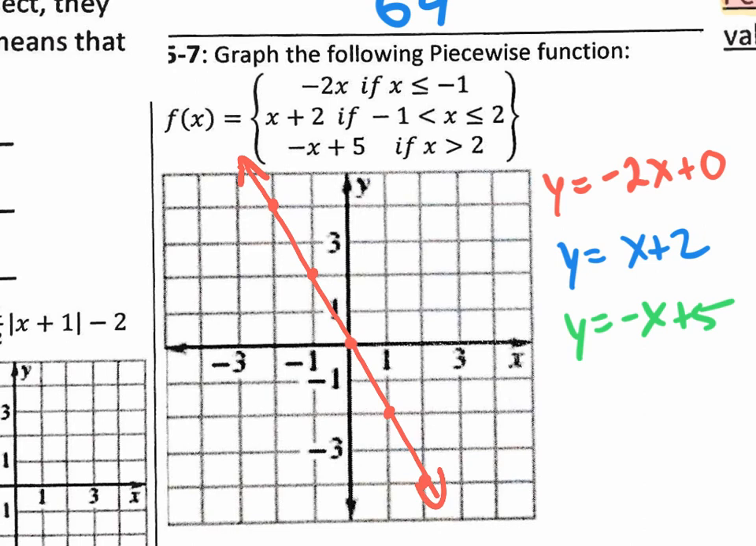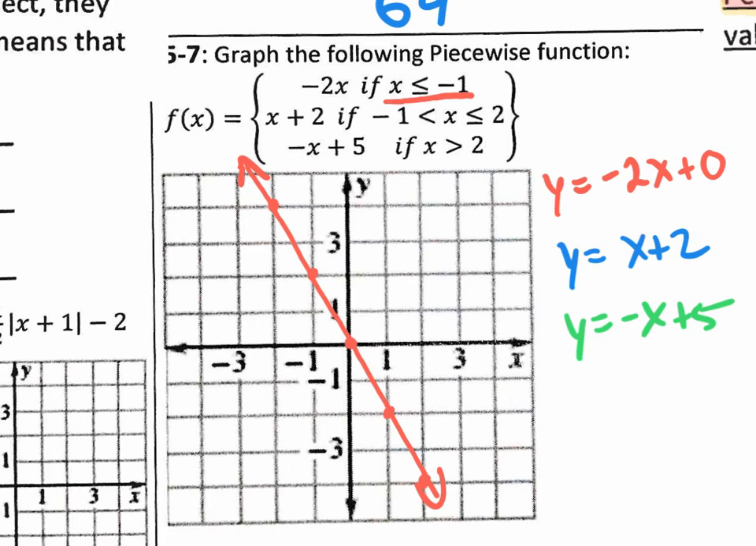So there it is. Now, what's my condition? What does my condition say up here? If x is less than or equal to negative 1. What does less than mean? To the left or to the right? To the left. So if you're really struggling with this, get a piece of paper and cover up the right side.